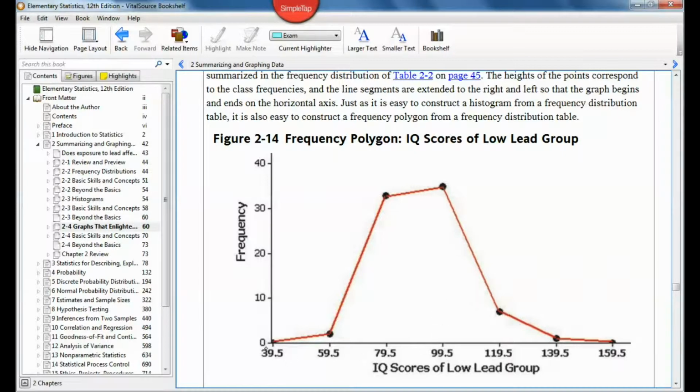You see, these are the midpoints for a set of data, the same IQ scores. These are the midpoints. The point is put right above the midpoint. And then you connect the line segments, and that makes a frequency polygon.